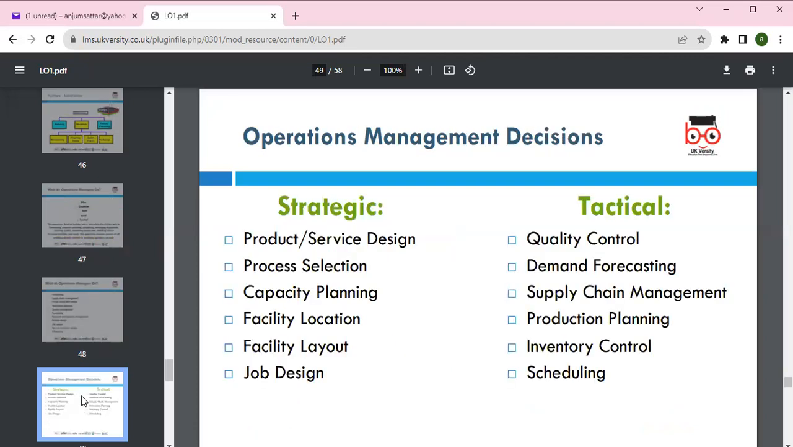Strategic versus tactical. Strategic normally means long term or overall: process selection, capacity planning, facility location, and job design. Tactical includes quality control, demand forecasting, supply chain, production planning, inventory control, and scheduling, which come in more tactical ways that we need to do.